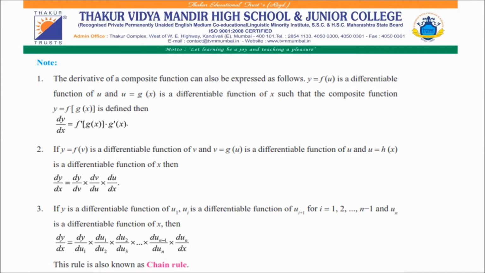Okay, this is the note. Some important notes are here. The derivative of a composite function can also be expressed as follows. If y is equal to f of u is a differentiable function of u and u is a function of x, then y is equal to f of g of x is defined as dy by dx equals f dash g of x into g dash x. That means you have to first differentiate the function f, then multiply by the derivative of function g.